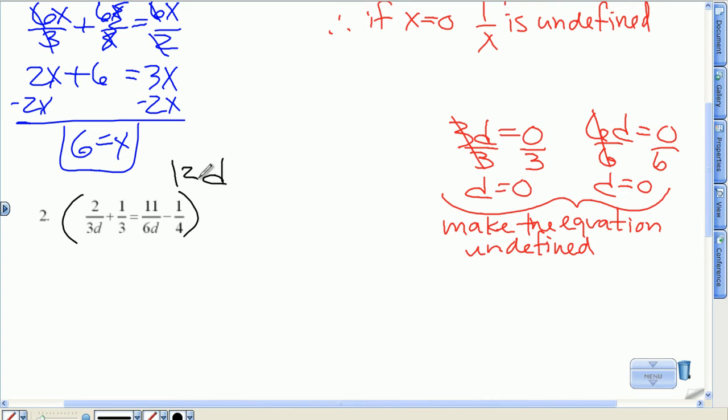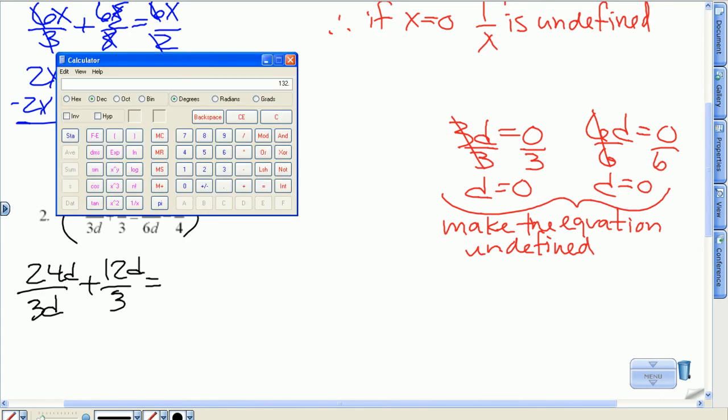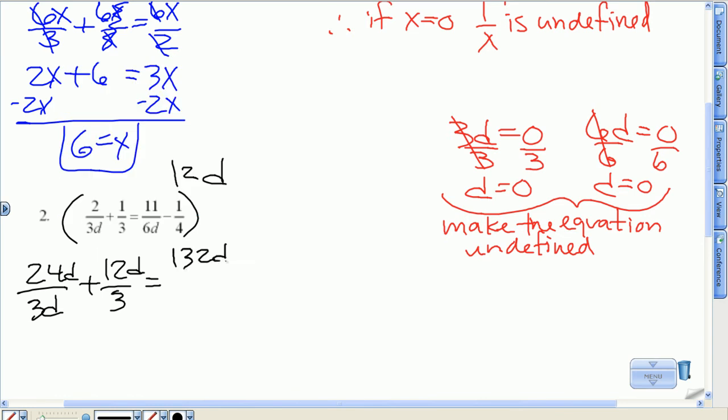Alright, so I get 24D over 3D. I get 12D over 3. Over here, I get 11 times 12, which is 132. Did that ahead of time. 132D. And then minus 12D over 4.